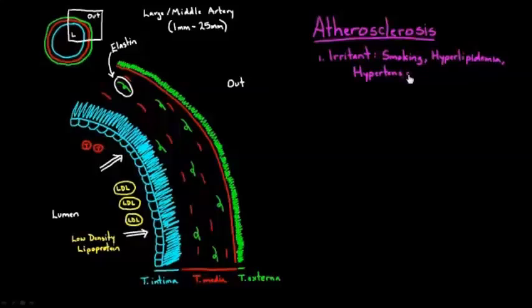And what is being irritated? What is the thing that is being irritated? So that's number two. It is the layer of cells right here, this inner layer of cells in the tunica intima, and that layer of cells we know is the endothelial layer, endothelial cells. So that's the layer that's being offended somehow.